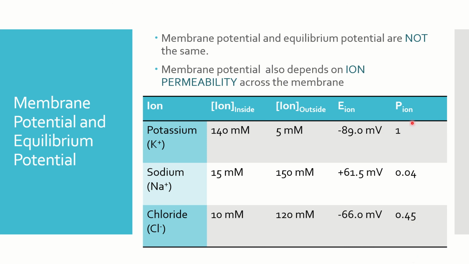This high permeability of potassium is due to leaky potassium channels, which are always open even when the membrane isn't being actively excited by something.